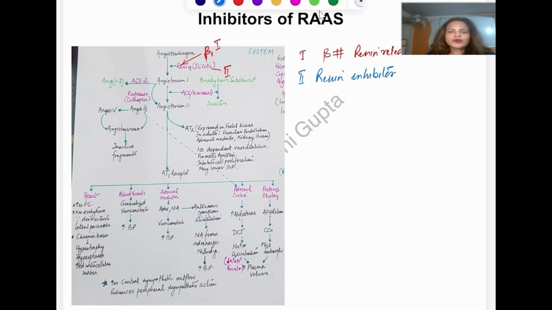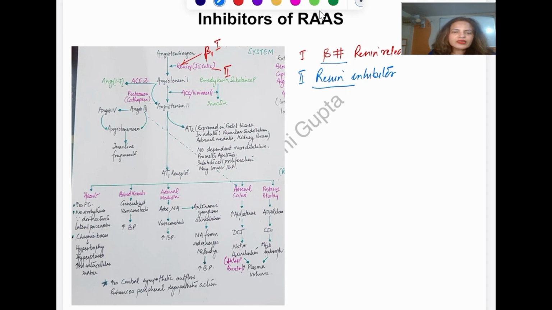Okay. So what the renin inhibitor does is inhibit the action of renin. Remember one thing: the beta blocker inhibits the release of renin from the JG cell. But once the renin comes into the circulation, the renin inhibitor does not allow that renin to act on the angiotensinogen. So this is the difference. One drug inhibits the renin release, and the renin inhibitor inhibits the activity of the renin.